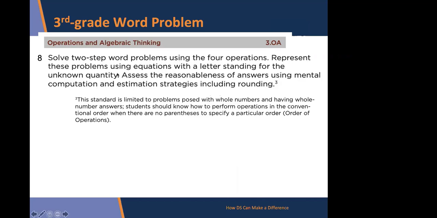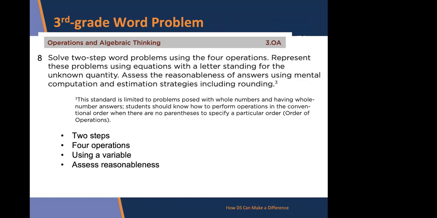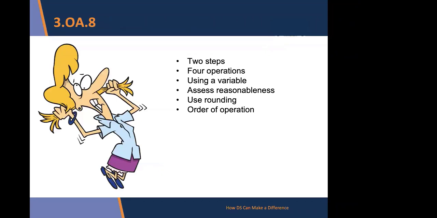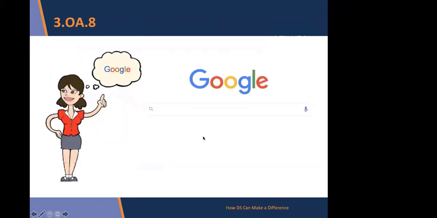So this is 2 steps. I've dug into this standard. Now I know what kind of word problems I'm going to use. 2 steps, 4 operations, variable, assessing the reasonableness, using rounding. I probably won't do assessing the reasonableness. Like, yikes, an order of operations, all of that. I'm gonna pull my hair out. That's too many things. I can't assess all that. You can, but I don't want to assess all that.